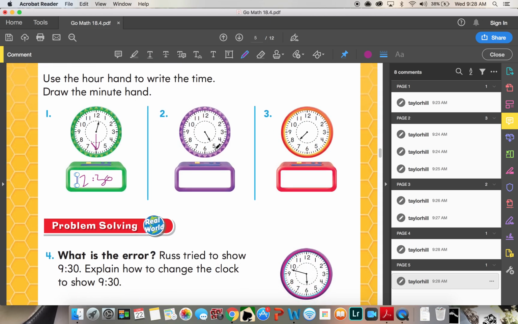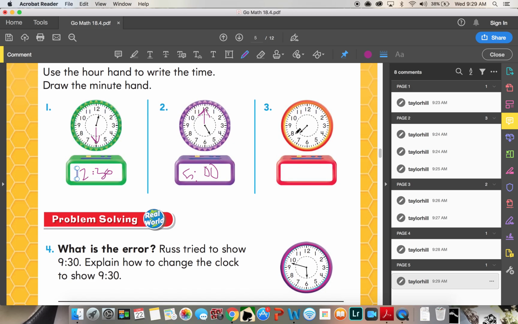All right, this one's pointing to the 5, so we'll put it towards the o'clock. So it's 5 o'clock. This one is in between the 7 and the 8, so that's going to be 7. And we're going to point to the 30, so 7:30. Let me make that a 3.